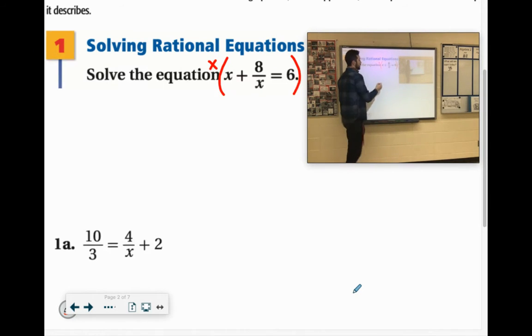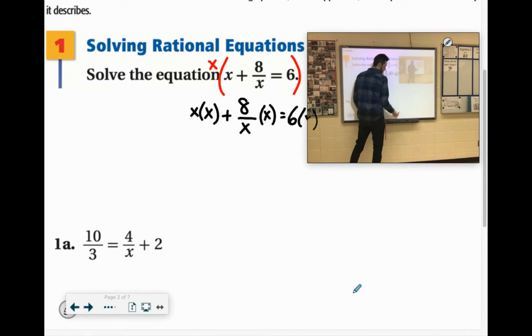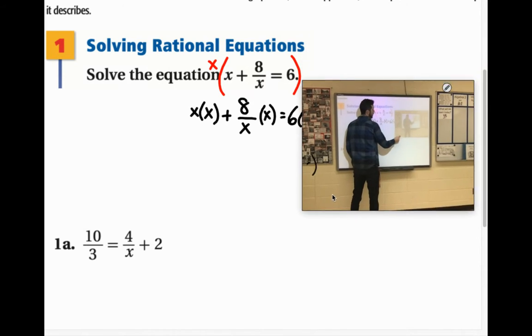So if we were to do that, we're really going to have x times the x. Then we're going to have the 8 over x times x equals 6 times x.